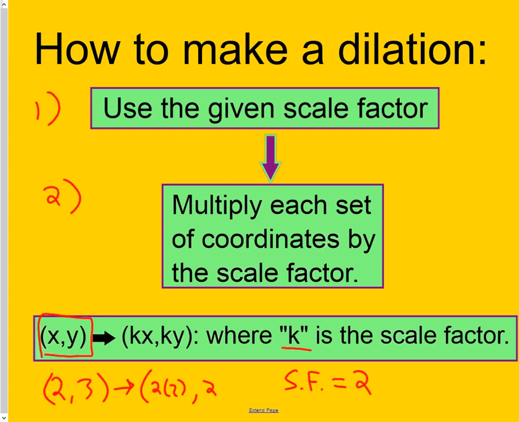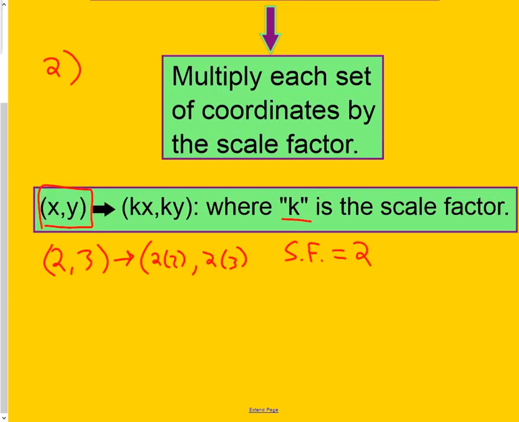And then the scale factor 2 times the 3, and we would get our answer of 4 and 6. That would be our new point, dilating with a scale factor of 2, making it 2 times larger, or in this case, 2 times farther away from the origin.